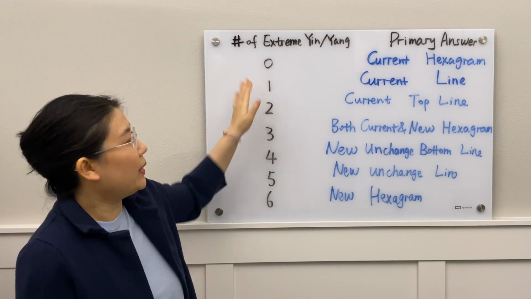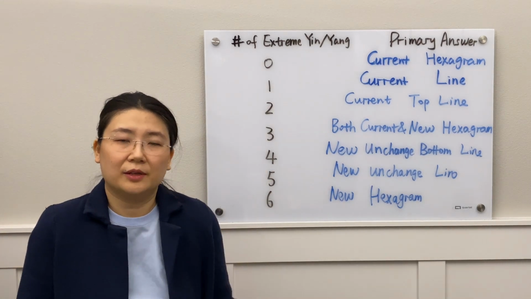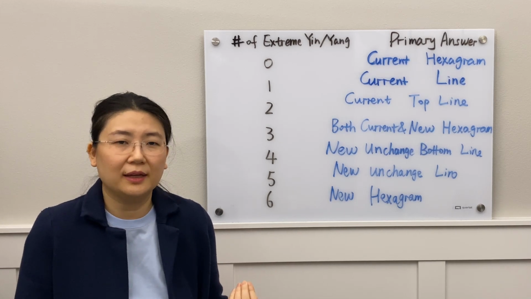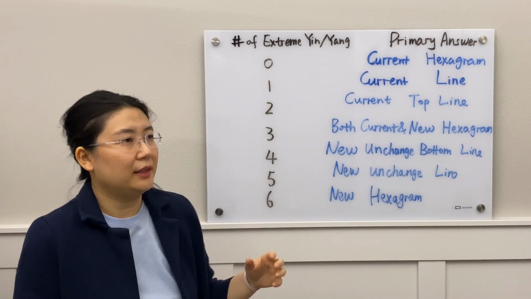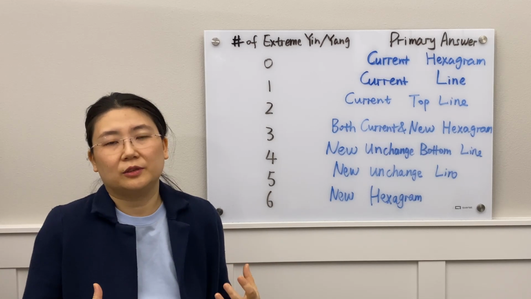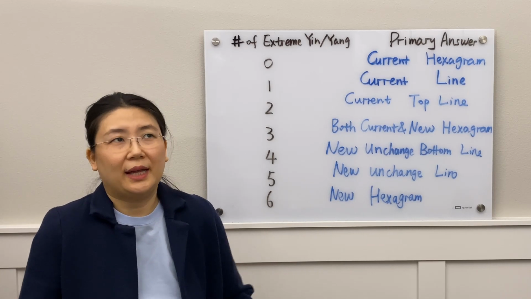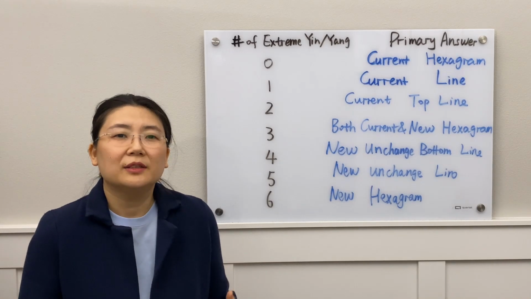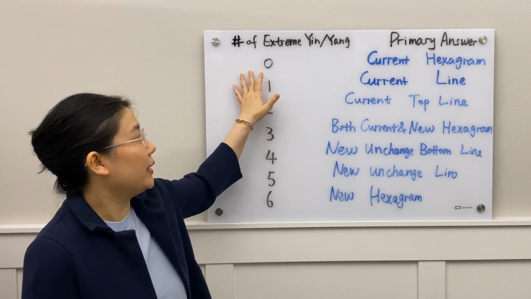So the first one is there's no extreme yin or yang, so no number 6 or 9. This is actually the case when I demonstrate the traditional straw method. We landed on either number 7 or 8. There's no 6 or 9. So that's a very straightforward situation.